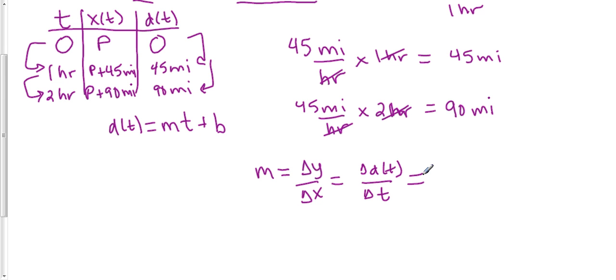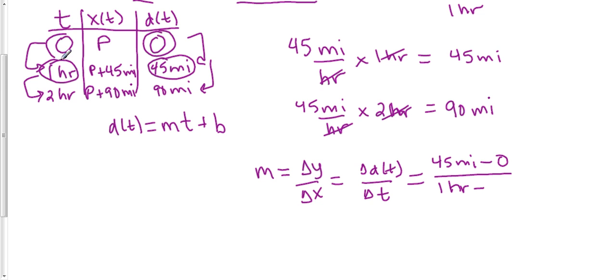So I need to take the d of t value for the second point, which is going to be 45 miles. And I'm going to subtract the d of t value for the first point, which is 0. And now I'm going to do the same thing for time. So my t value for the second point is 1 hour, and my t value for the first point is 0. So I'm going to end up with a slope of 45 miles per hour.